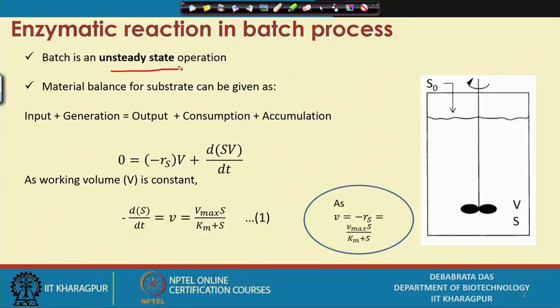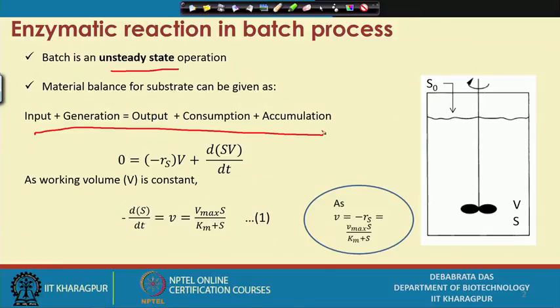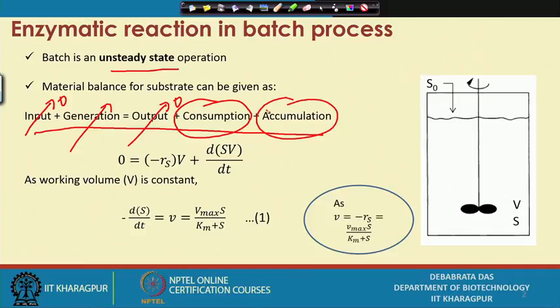Now, if you do the material analysis, when you go back to the reactor analysis, we use one particular equation. What is that equation? Rate of input plus rate of generation equals rate of output plus rate of disappearance plus rate of accumulation. So this is how the equation looks. Now, in the case of a batch process, there is no input, so input is equal to 0, and output is also equal to 0. There is no generation because the substrate is being consumed. So two things simultaneously take place, consumption and accumulation.